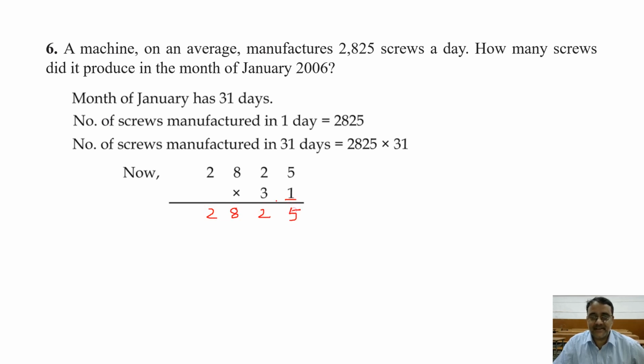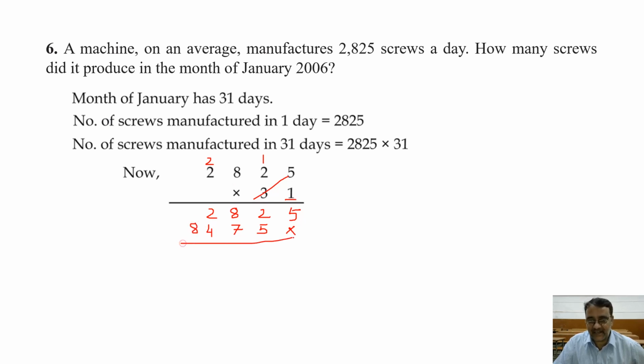Now we are multiplying with the tens place, so cross the unit place or write 0. So 5 3s are 15, 1 carry is here. 2 into 3 is 6 plus 1 is 7, 8 into 3 is 24. So 4, and 2 is carried here. 2 into 3 is 6 plus 2 is 8.